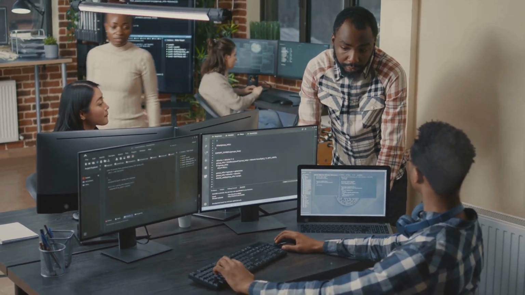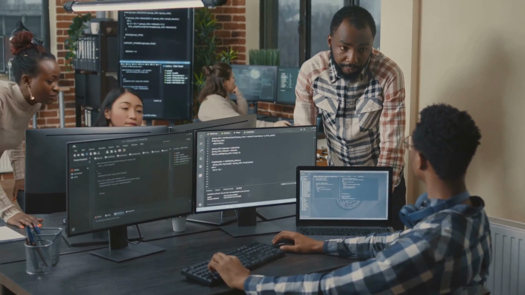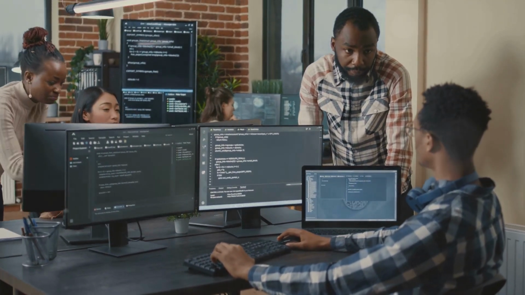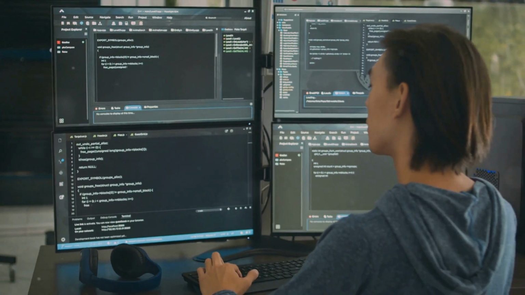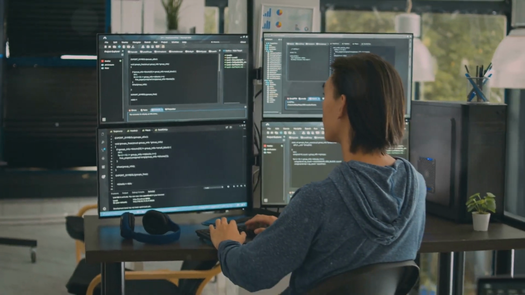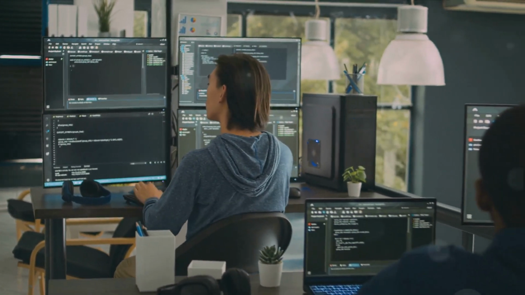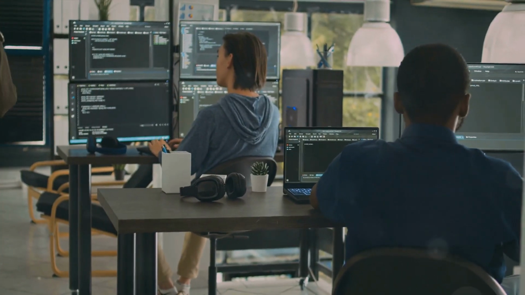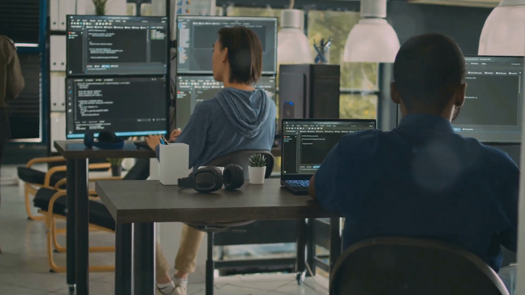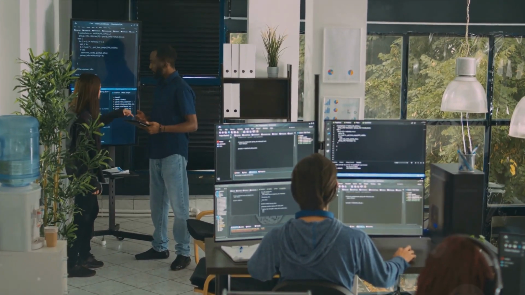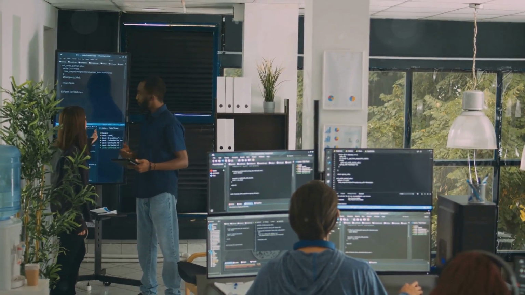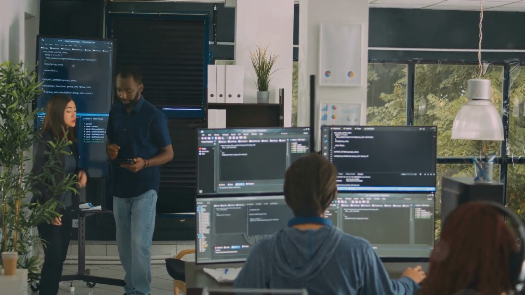Imagine you're a job applicant. You've polished your resume, you've prepared for potential interview questions, and you've put your best foot forward. Yet, before your application even reaches a human eye, it's assessed by an algorithm. This algorithm is designed to filter out unqualified candidates based on certain criteria. But here's the catch. These algorithms are not infallible.